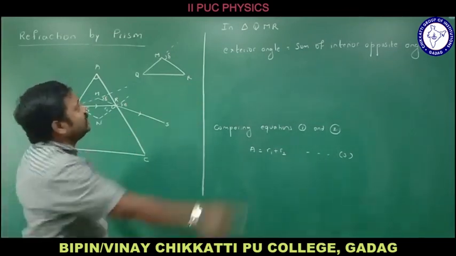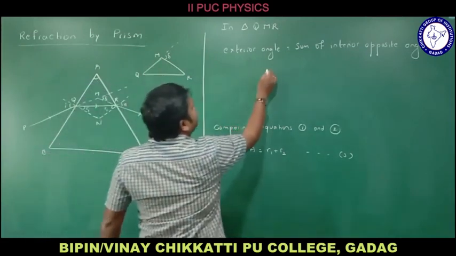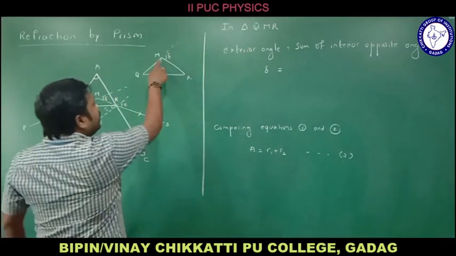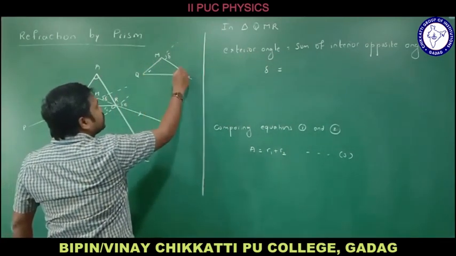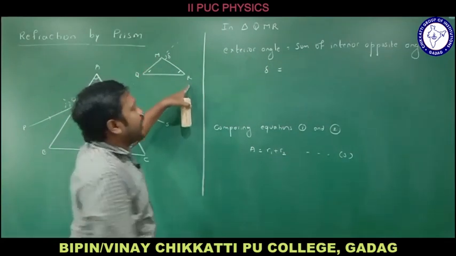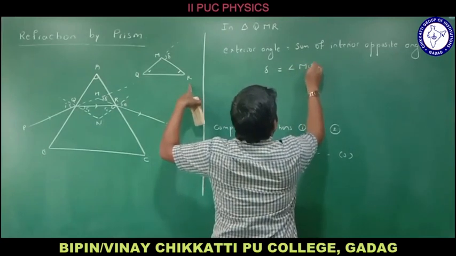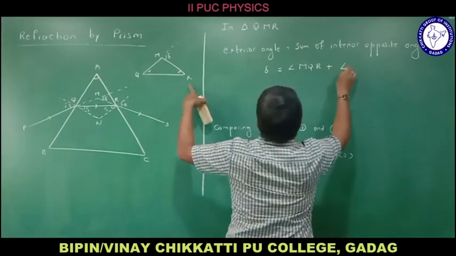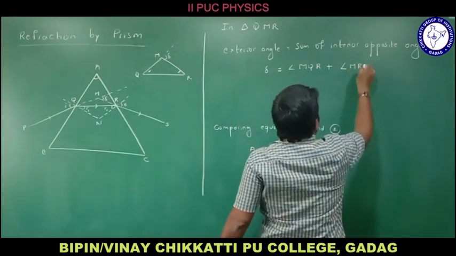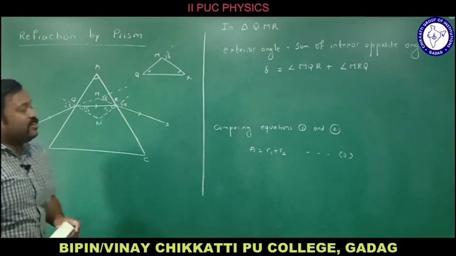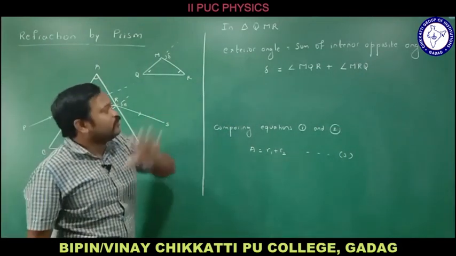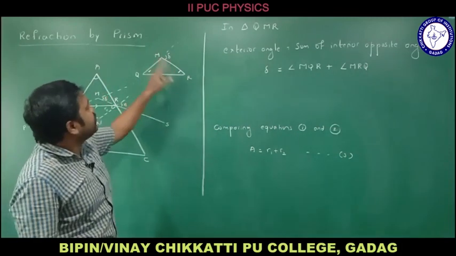What is the exterior angle in this case? QMR. The exterior angle delta is equal to the sum of interior opposite angles. So which is this angle? MQR. MQR plus angle, what is that? MRQ. So the exterior angle is equal to the sum of interior opposite angles. Delta is equal to MQR plus MRQ.